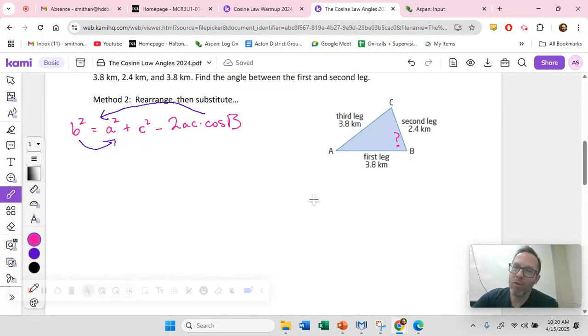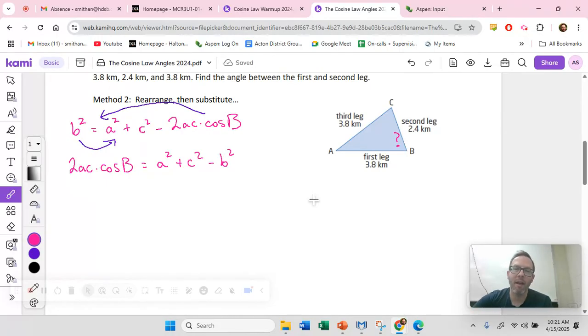Let's take that 2AC cos B term. Let's move it to the left, and we'll make it positive. So we have 2 times A times C times the cosine of B. On the left, it's positive. Now let's move B squared to the right. A squared and C squared are still there, and then B squared, we'd have to subtract it off.